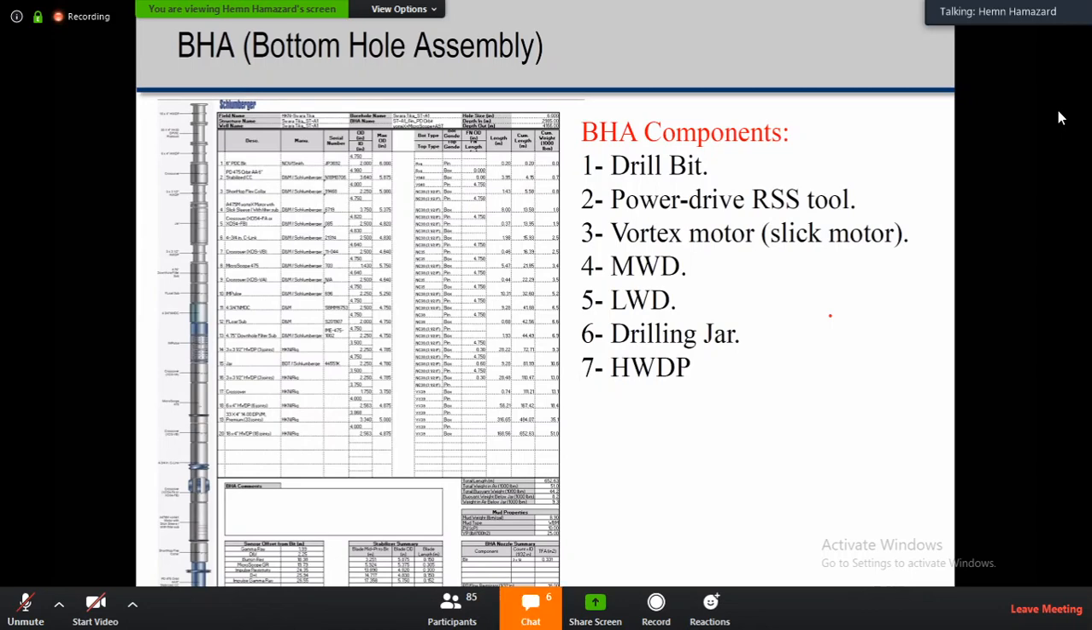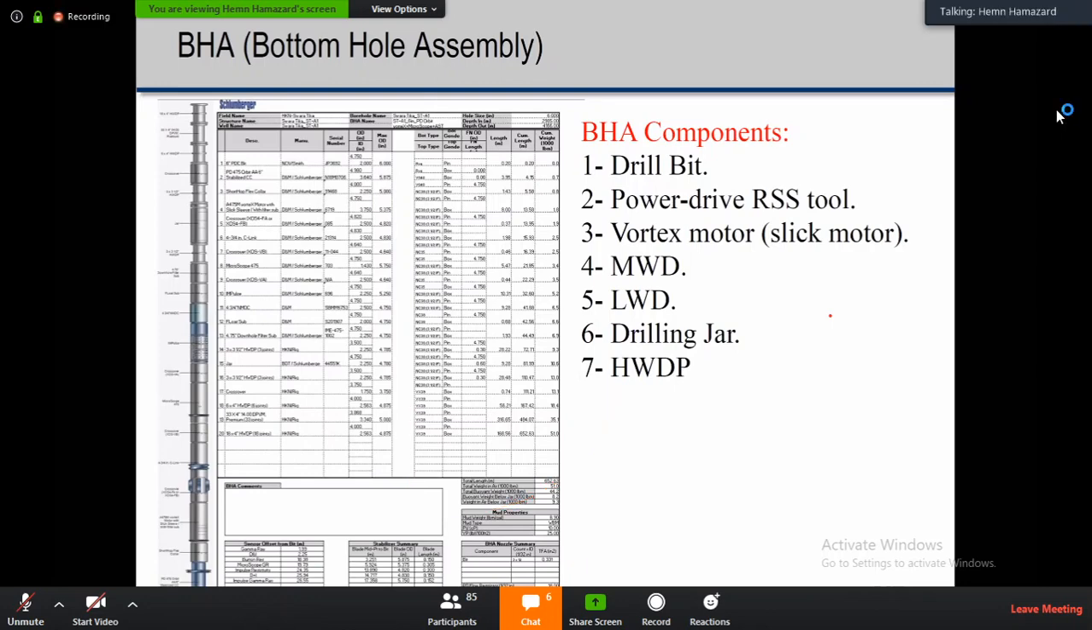But on the other hand, if you compare RSS to the motor, it's totally different, because with RSS you can control from surface anytime. You can drive it. That's why it's called steerable. So you can steer it just like your car. And also it's very precise, and it gives you much faster drilling compared to the motor. So these are the advantages.